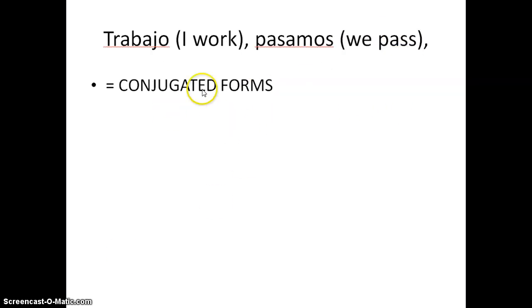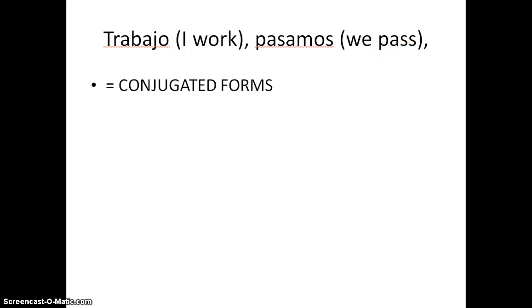So let's conjugate them. When you put an o in Spanish on a verb, or some of these other endings like amos, which means we, you're now conjugating the verb. So these will be called conjugated forms in Spanish. In English, conjugated forms will have a subject in front, like I work, or we, or you.